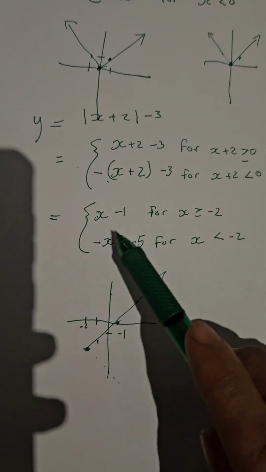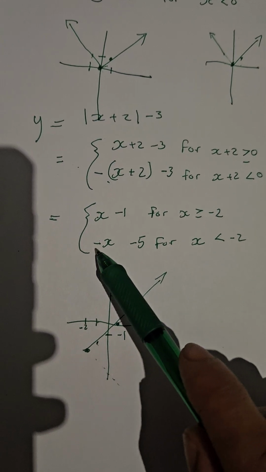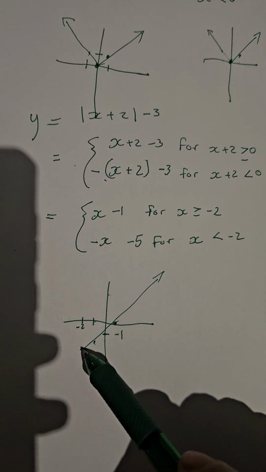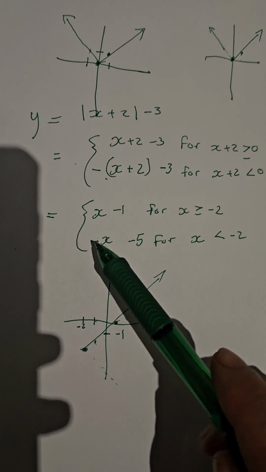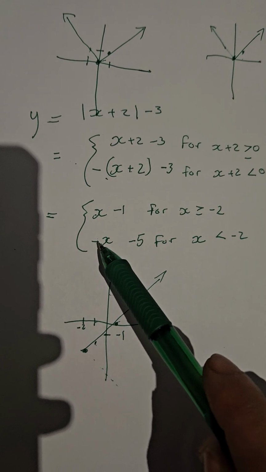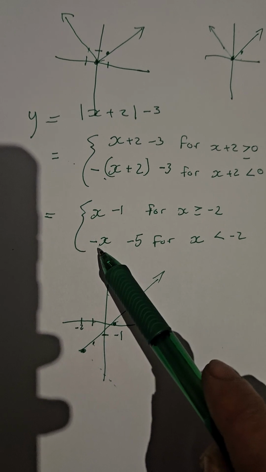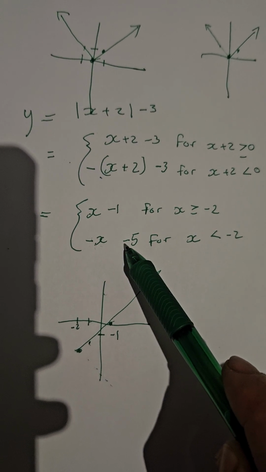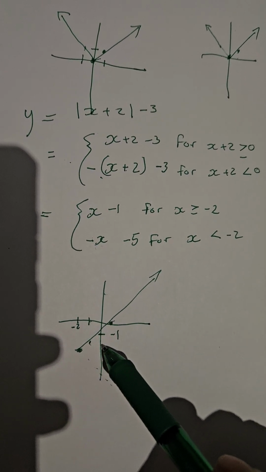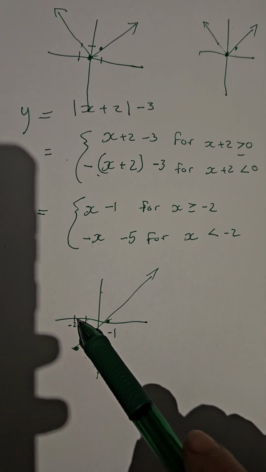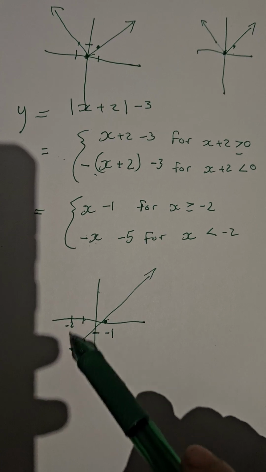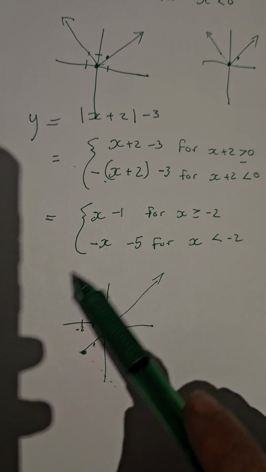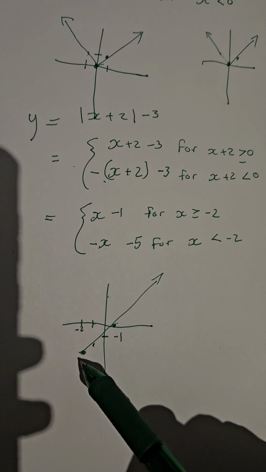I can either draw a table to draw this, or I can analyze this again. No, it starts from this point as well, because if I substitute in negative 2, I get negative of negative 2, which is positive 2, minus 5 is going to be minus 3. And guess what? This is at minus 2, minus 3. Good. So it does start from here. Just substitute in minus 2 and you'll see you get a y value of minus 3. It does start from here.